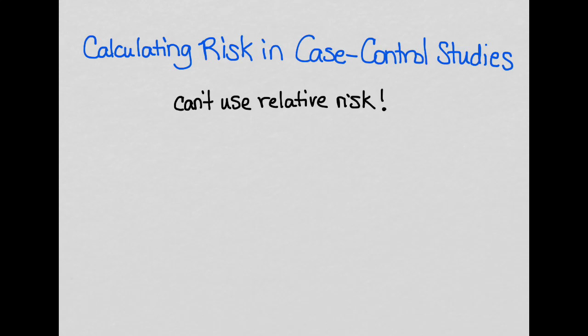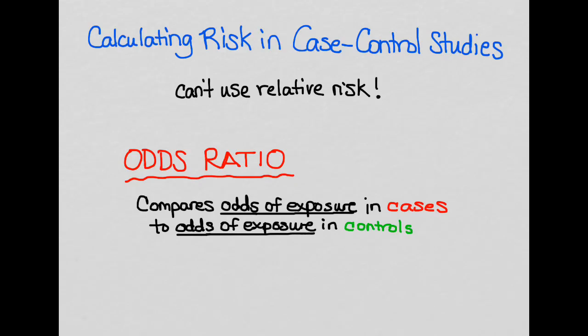We have the likelihood of the exposure: the proportion of individuals with the disease who have the exposure, and the proportion of the people without the disease, the controls, who have the exposure. So what we have to do to calculate risk in a case control study, since we can't use relative risk, is calculate the odds ratio. The odds ratio is a comparison of the odds of exposure in the cases to the odds of exposure in the controls.